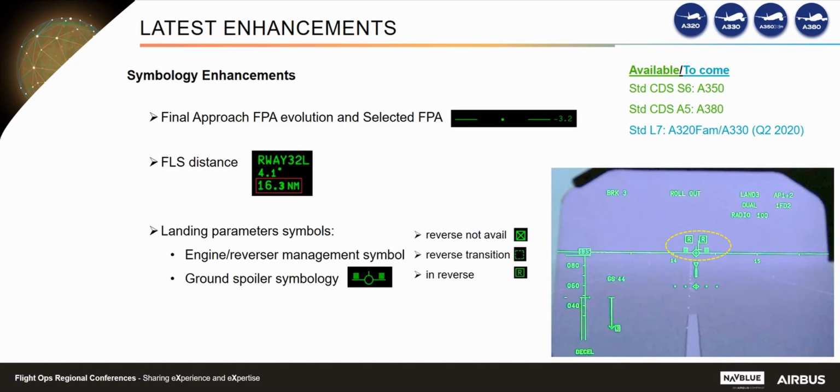We have as well enhanced the landing parameter symbols by providing engine and reverser management symbol to inform the flight crew on the engine configuration at landing, as well as in case of rejected takeoff.